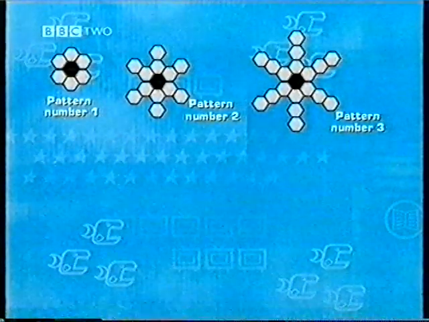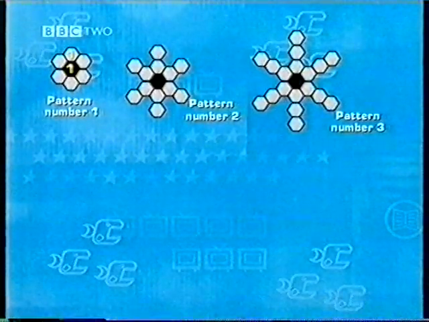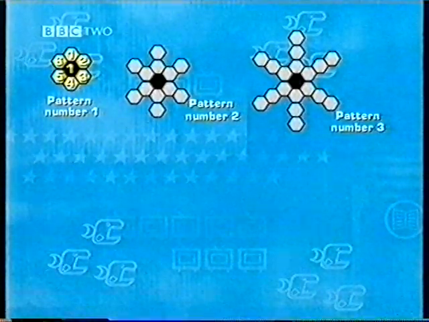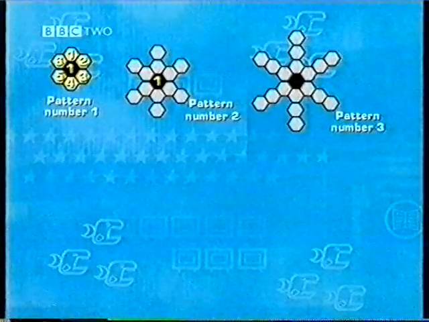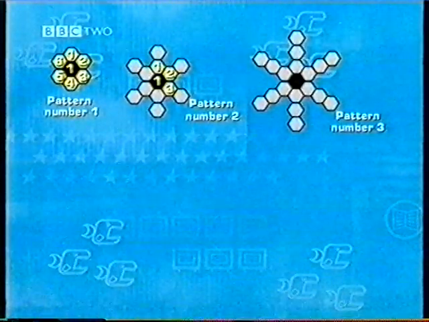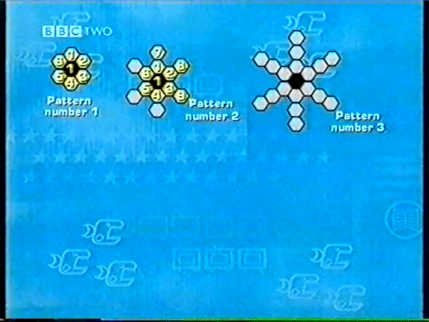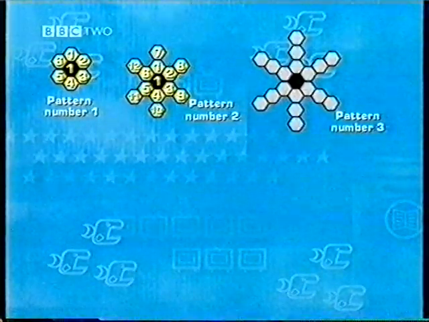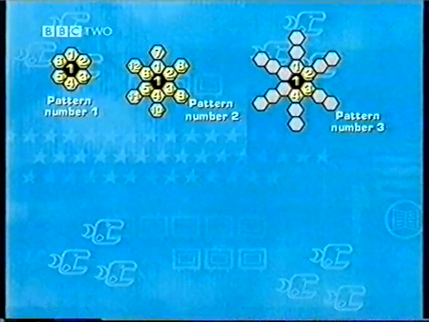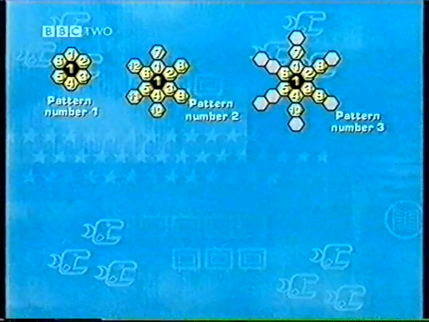Now, pattern number 1 has 1 black tile plus 6 grey tiles. Pattern number 2 has 1 black tile plus 12 grey tiles. And pattern number 3 has 1 black tile and 18 grey tiles. It seems that any pattern number has 1 black tile and 6 times the pattern number of grey tiles.